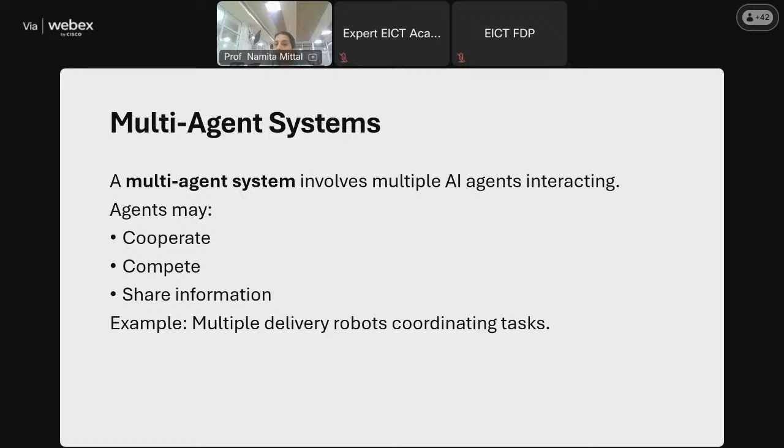Example, multiple delivery robots coordinating tasks. We have multiple robots, kind of AI agents, and if someone is becoming the obstacle for another, the first one will wait for that to go, or it may ask that wait, I am going first, kind of a coordination.